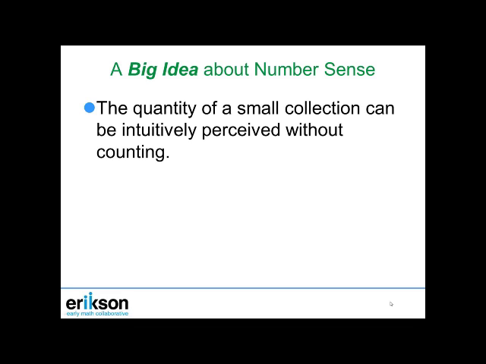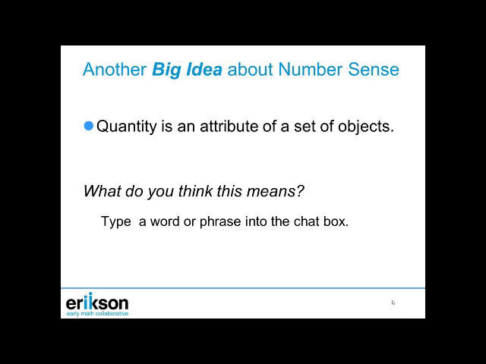Okay. So let's think about another big idea. Quantity is an attribute of a set of objects. So right now we'd like you to type in the question box a word or phrase. What do you think this means, that quantity is an attribute of a set of objects? How can quantity be an attribute? What does that mean?